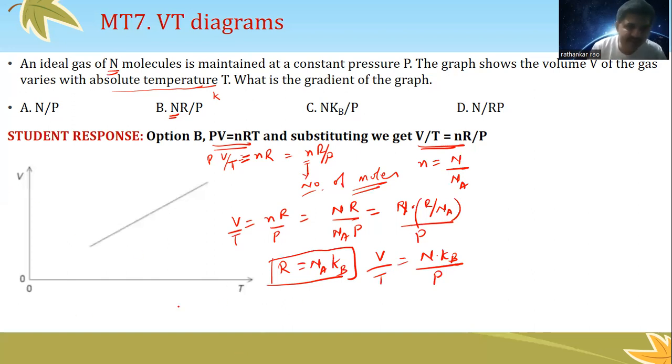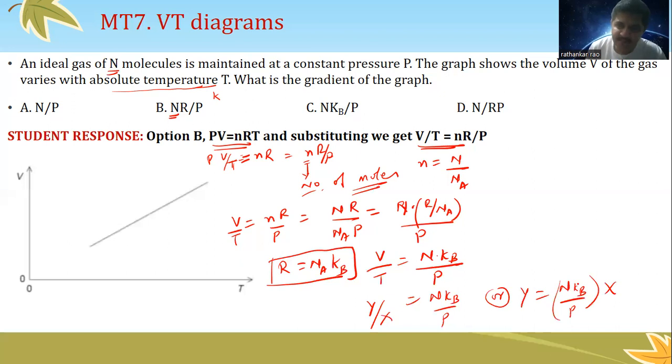Okay. Now this is V, this is T. So now the gradient here: V is along the Y axis, and T is the X axis. This should be equal to some constant, N Kb by P. Or I can now say Y is equal to N Kb by P multiplied by X. Now see, this equation resembles Y equal to Mx. If I extend this backwards, it will join at the origin O. So which is the slope, which is the gradient here? The gradient should be N Kb by P.